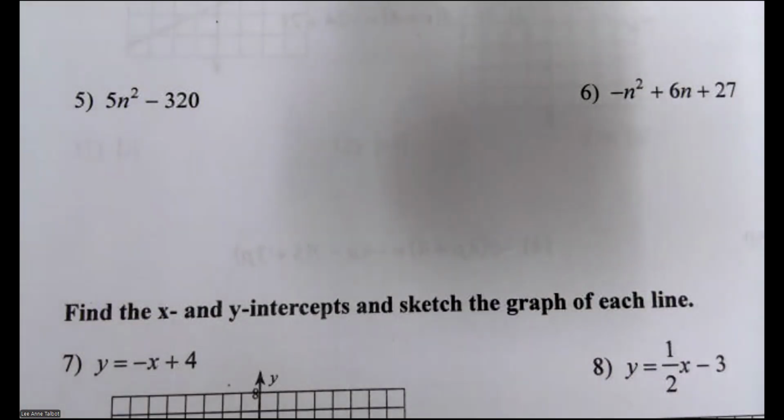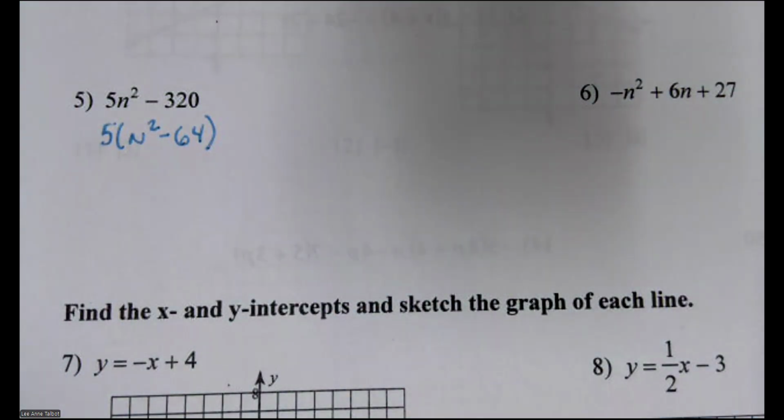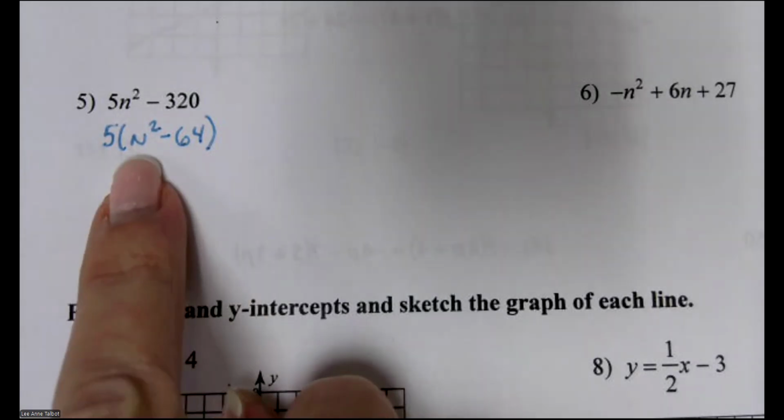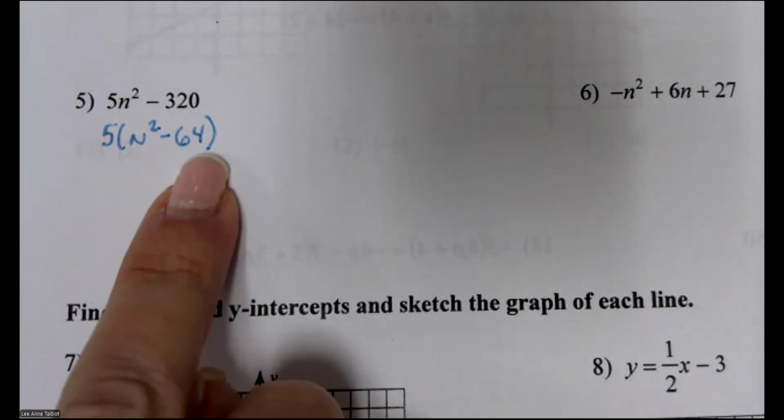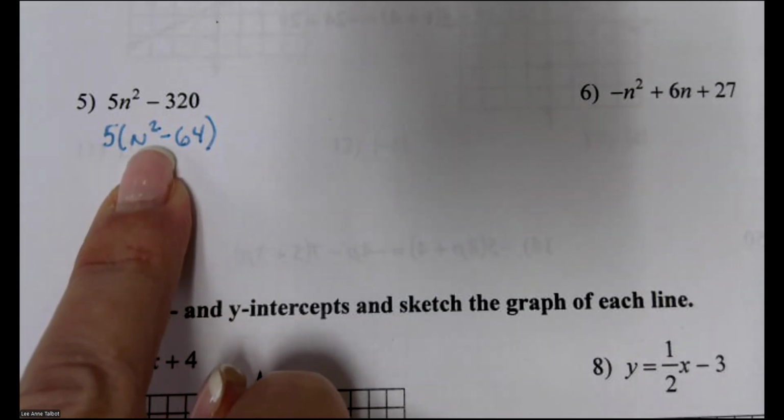First, can you tell that there's a GCF of 5? Okay, so we're going to do that first. And then you're supposed to recognize that this is called a difference of 2 squares problem. What I mean by that is this is a perfect square, this is a perfect square, and it's a difference.